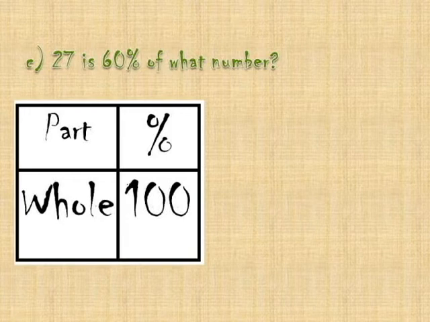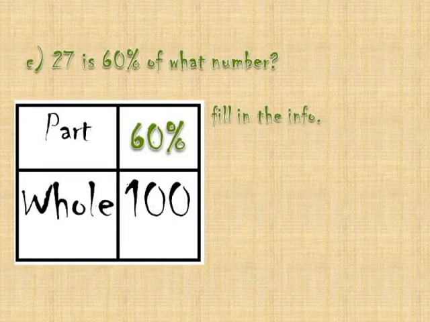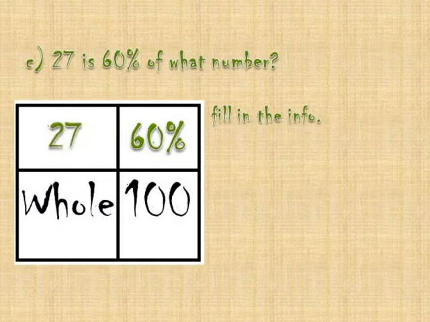Now I see that I have 60% in the problem, so that's very easy to figure out where that goes. It goes up in that percentage corner. And I'm saying 27 is 60% of what number? Now where does that 27 belong? Is that the part or is it the whole? Well, I'm saying that 27 represents 60% of another number. In other words, 27 is just a percentage of a larger number, a part of a whole. So 27 is going to go into the upper left-hand corner. It is just the part. What we're trying to find out is the whole.